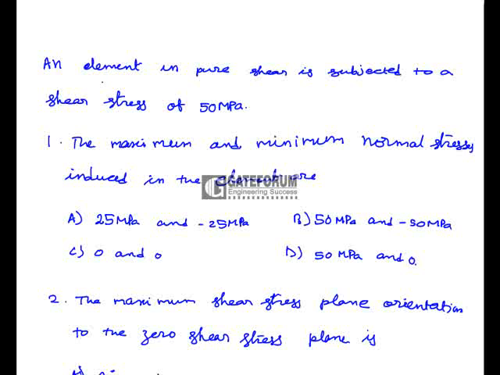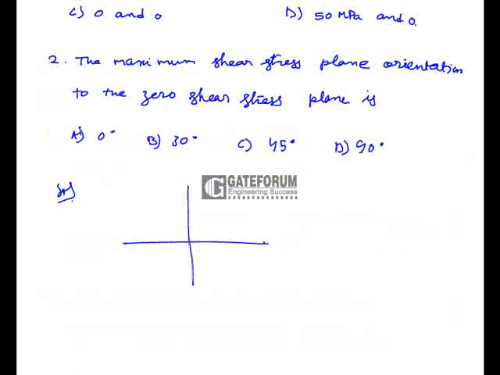So coming to the solution, first draw a Mohr circle for the given problem. Here the element is subjected to pure shear only. Take shear stress on the y-axis and normal stress on the x-axis. The element is subjected to a shear stress of 50 megapascal. Now consider on both sides of the x-axis a magnitude of 50 megapascal. Now take the center between these two and take the radius of 50 megapascal and draw a circle.